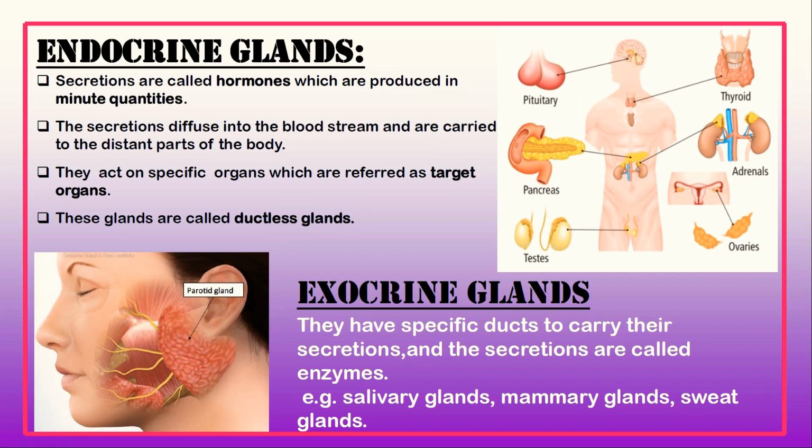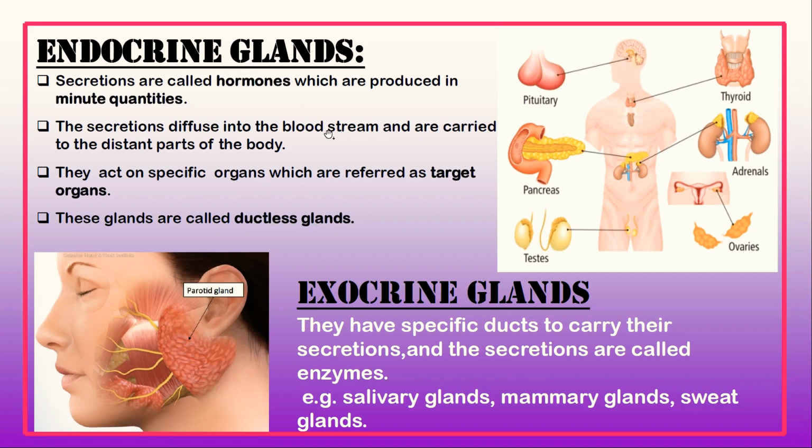Now, endocrine glands. The secretions of the endocrine glands are called hormones, and they are secreted in very minute quantities. These secretions diffuse into the bloodstream and are carried to distant parts of the body. They act on a specific organ which is referred to as the target organ, where they have to perform their function. These glands are called ductless glands.